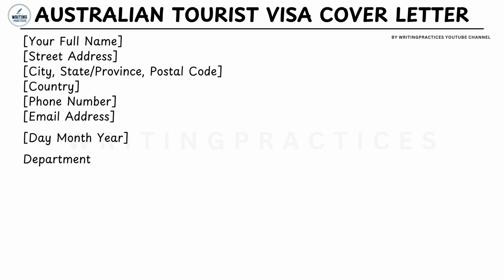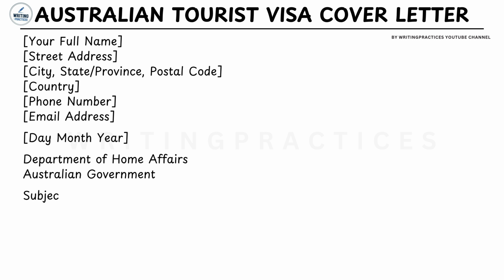Recipient information. This section identifies the immigration authority reviewing your application. Example: Department of Home Affairs. Australian Government. Including this ensures the letter is formally addressed to the correct department. It also gives your document a professional and official structure. Write this exactly as shown in Australian immigration documents.